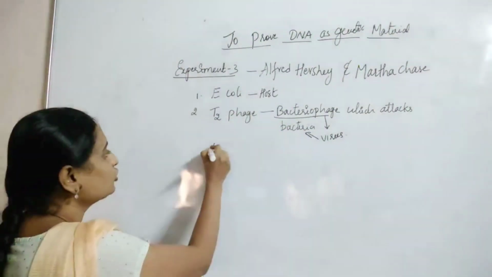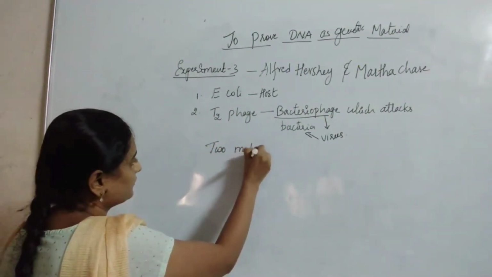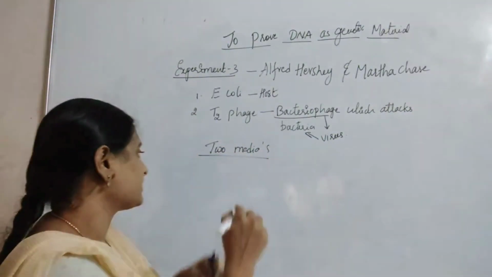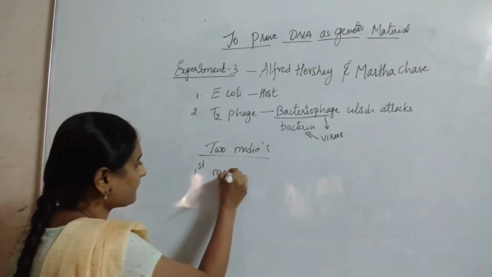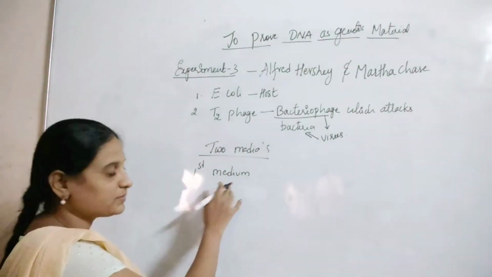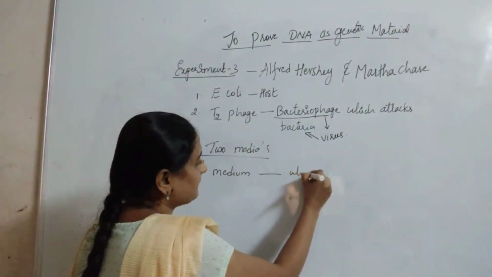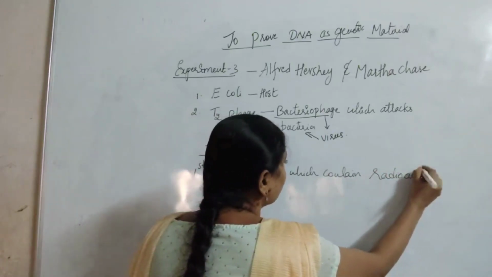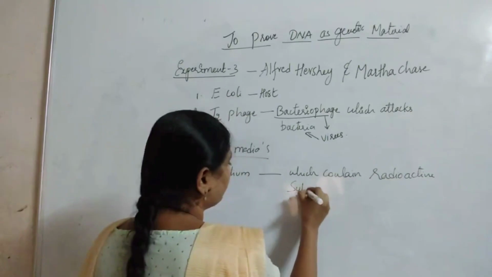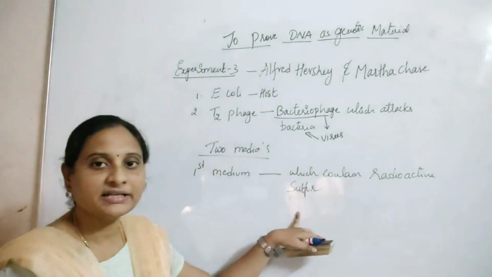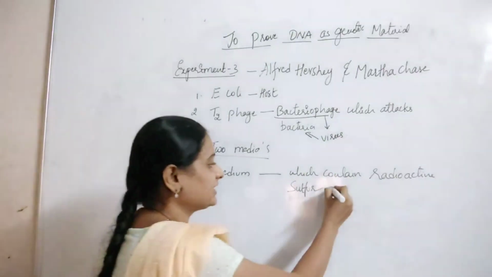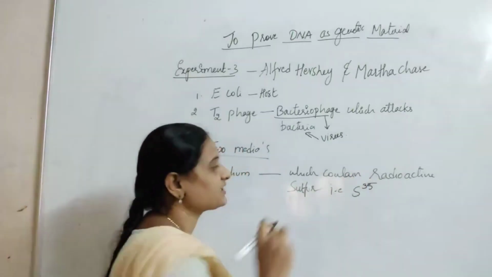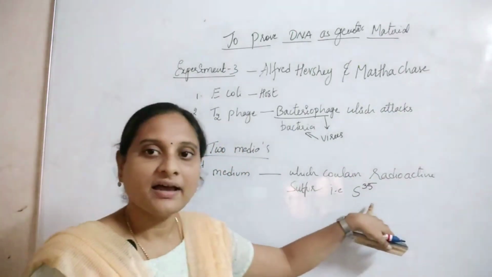They cultured the T2 phages in E. coli containing 2 media. The first medium contains radioactive sulfur, that is S35.